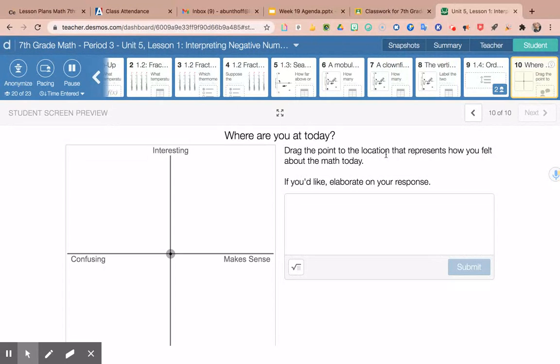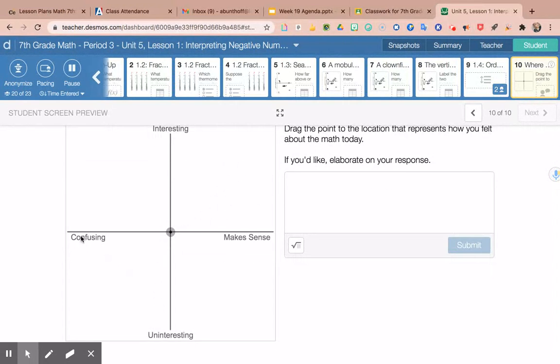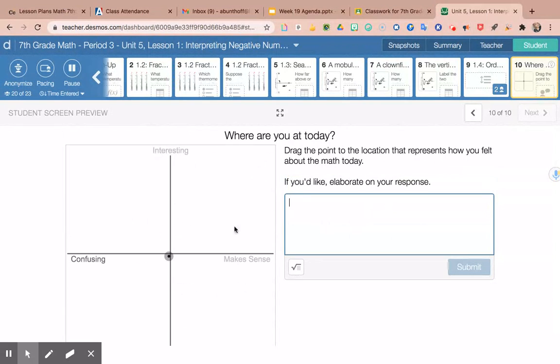Drag the point to the location that represents how you felt about the math today. So where are you at? So we have interesting, uninteresting, confusing, and makes sense. So you're going to drag the dot to how you're feeling. If you'd like to elaborate on your response more, you can type it here. You don't have to, but do drag the dot.